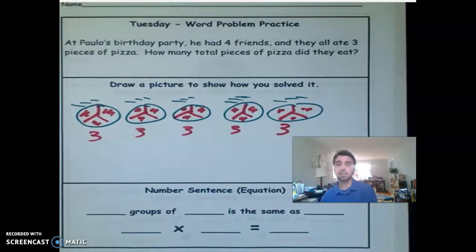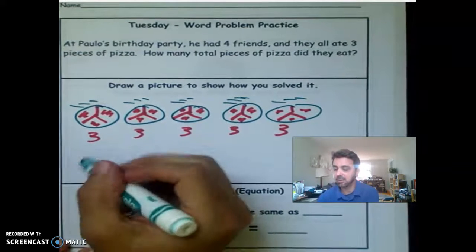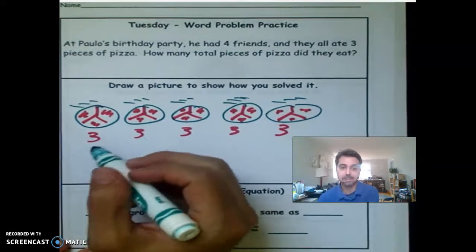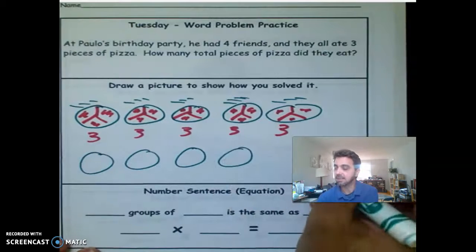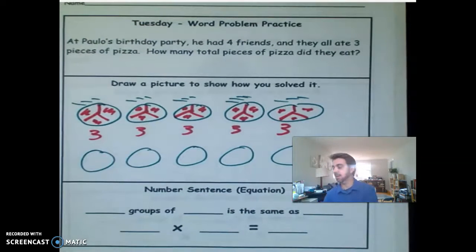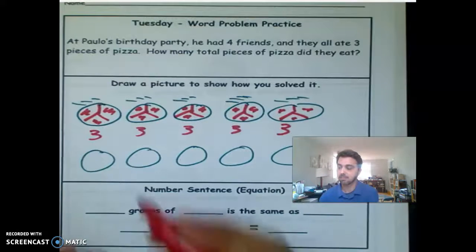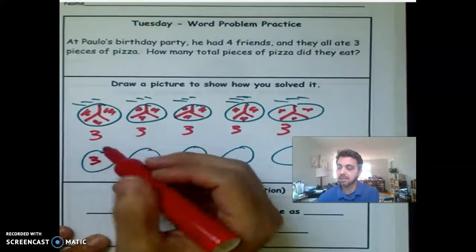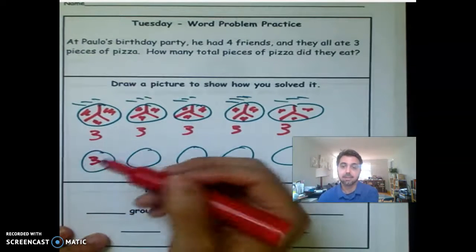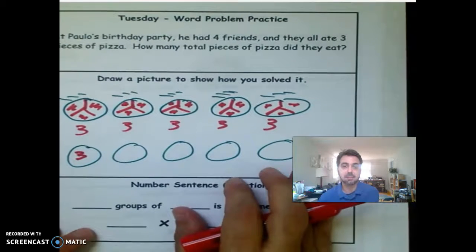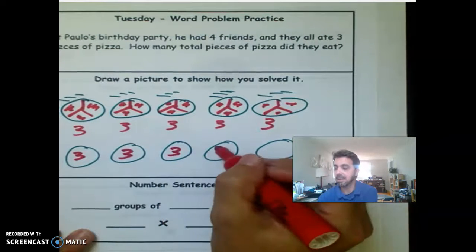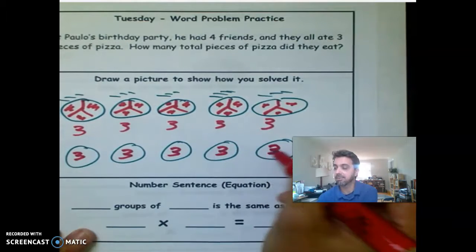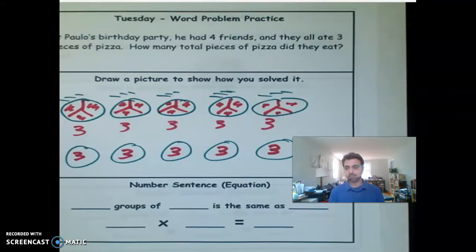Or here's another way you might have drawn it. You might have drawn a circle or a rectangle. I'm going to do another circle, 2. So there's 5 of them because it's Paolo and his 4 friends. And then you could have just written in the number 3, right? So let's say his friend, I don't know, like Sammy ate 3 pieces, and Johnny ate 3, and Lucas ate 3, and Paolo ate 3. They all ate 3. Okay?